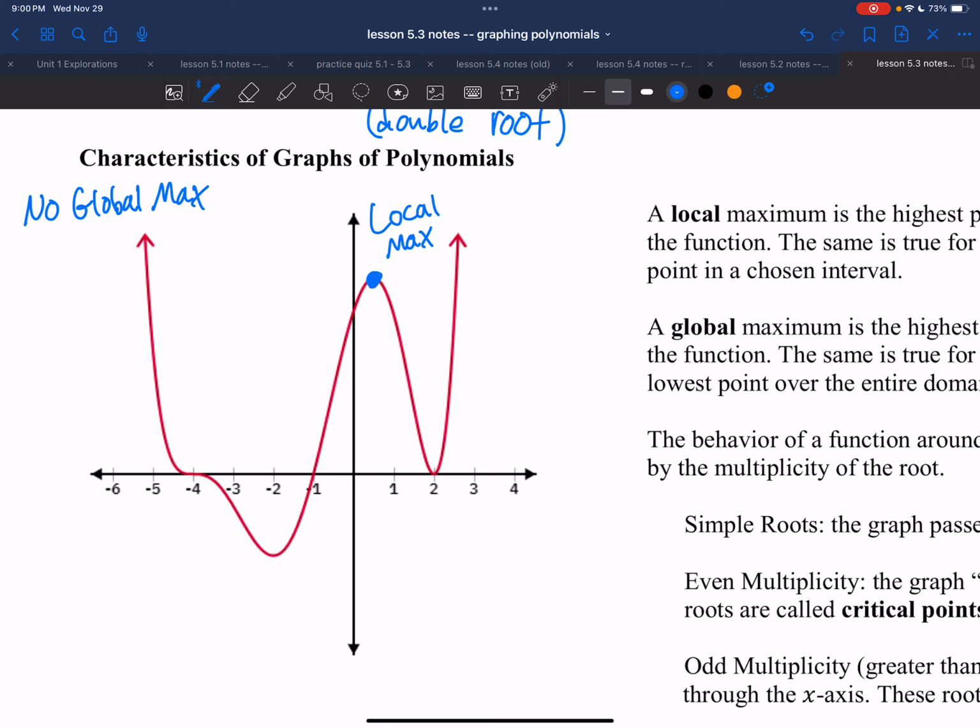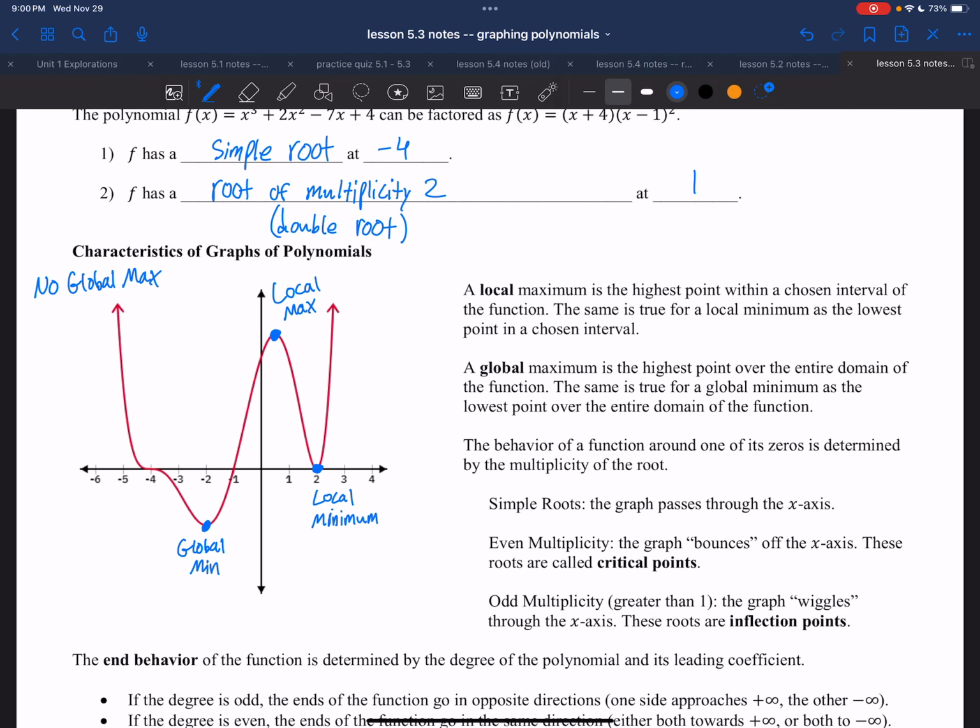The next is minimums. You'll see that down here, you have the lowest point of the function. This would be the global minimum. But we also have a local minimum at 2 right here because it comes down and then goes back up. So it's the lowest point if you were to just look between here and here, that's the smallest value. So this is called a local minimum. Okay, that's pretty straightforward, I think.